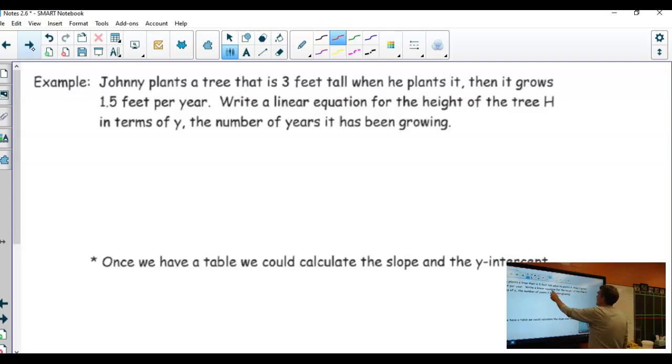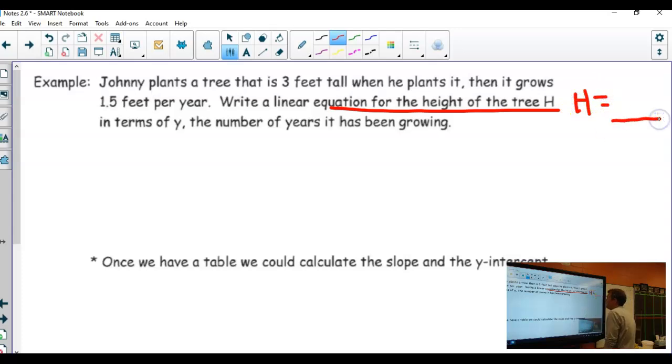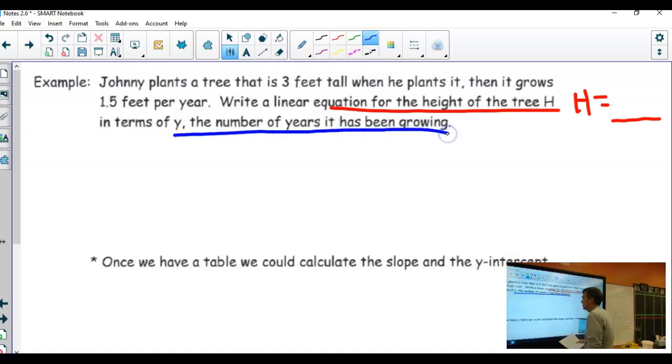All right, so this equation is for the height of the tree, which means my equation is going to be h equals something. The height of the tree equals what? In terms of y, where y is the number of years it has been growing. So one thing that they might do for you, or you might need to do at some point, is make a table for the situation.